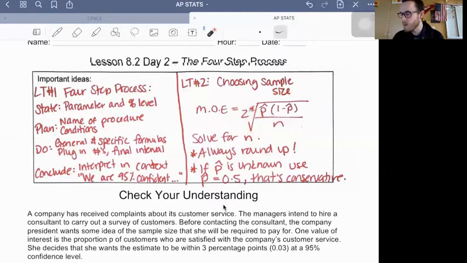If you don't know what p hat is, we're going to use 0.5 because that is the largest proportion you can get. That makes this number the biggest when you multiply those two, which gives us the biggest possible interval, which is a conservative method. You don't want to guess on the proportion and make your interval too small. And you'll see what this process looks like in the check your understanding.